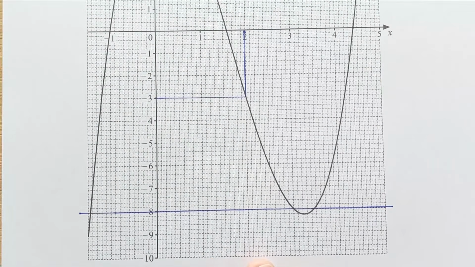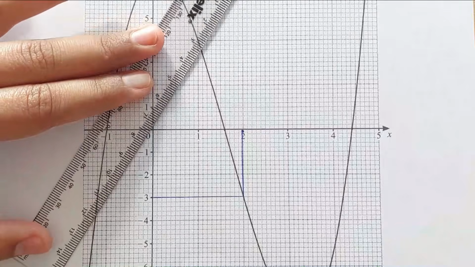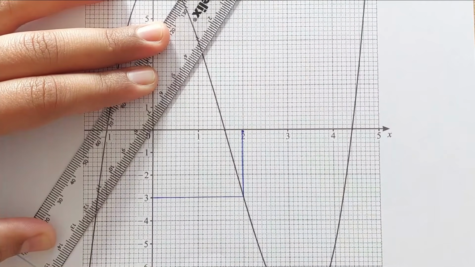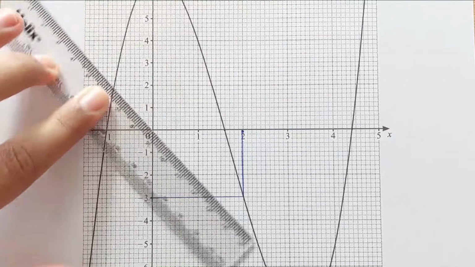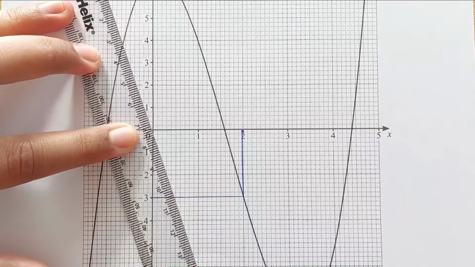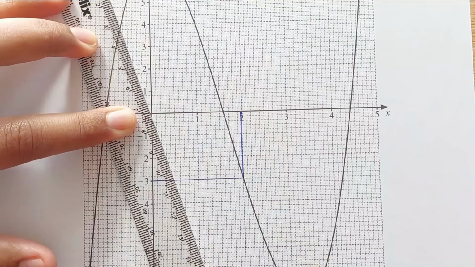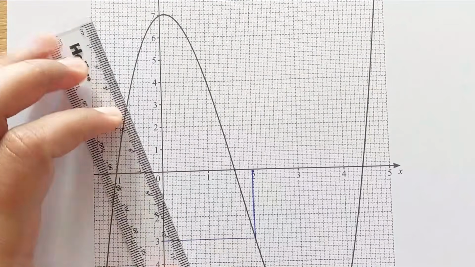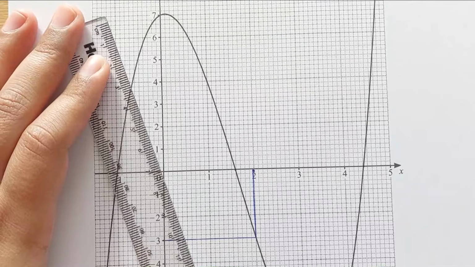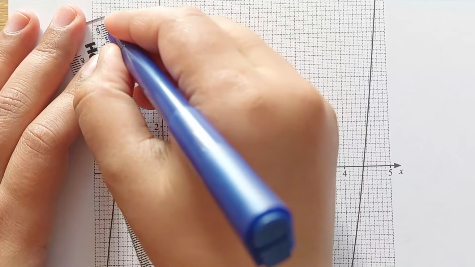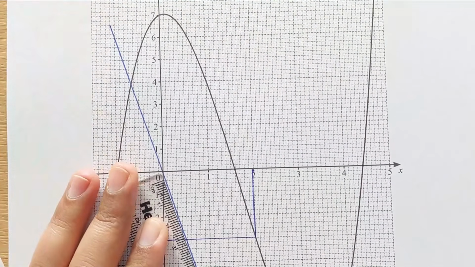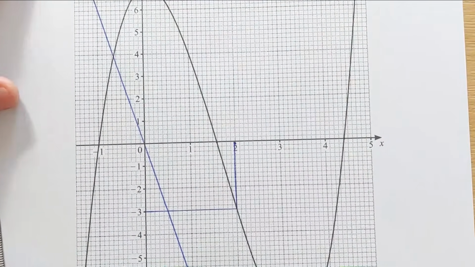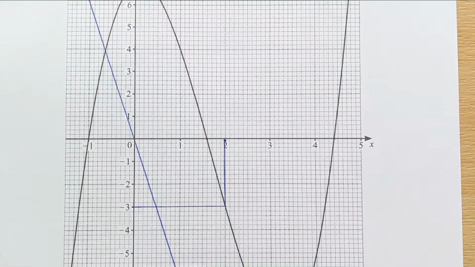Okay, so as you can see, if I draw this line, it passes through the origin. If I draw this line, it cuts the curve at 2 points, but we need one solution. So if I draw this line and extend it, it passes through just 1 point. It cuts the curve at 1 point. So this is the line for which the equation has only one solution. So this is the line on the grid, right?